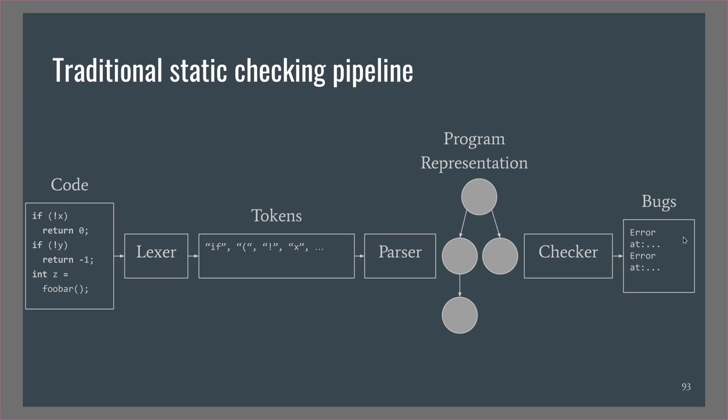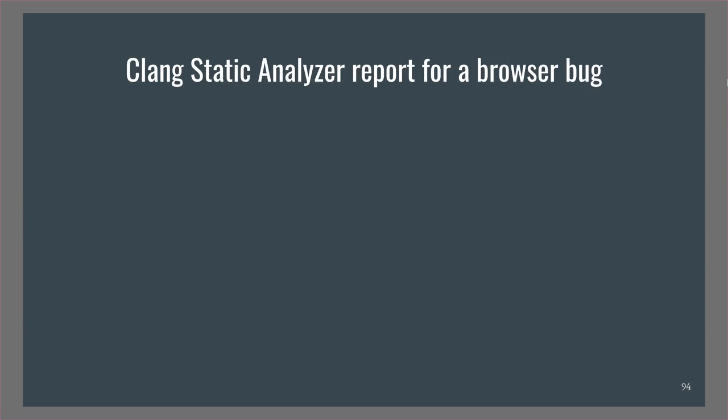If it finds any, it reports them as bugs to the user. There are many different industry and open source static checking tools, but we're going to look at an open source one called the Clang Static Analyzer, which offers a number of different checkers for properties from null pointer dereferences to out-of-bounds reads and writes to uninitialized memory.